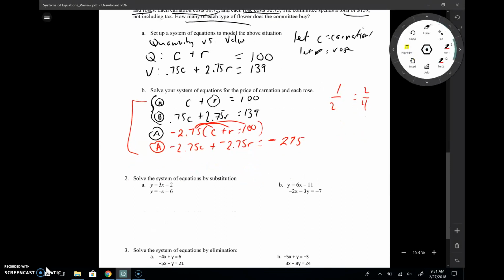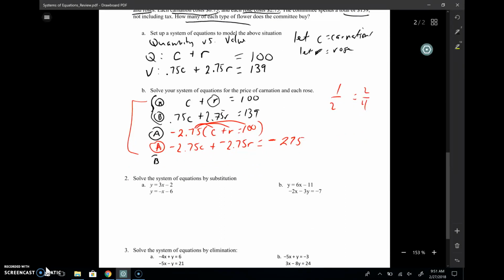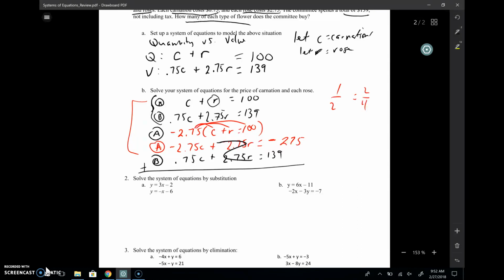Now let's write equation B right underneath of it, the original equation B: 0.75C plus positive 2.75R is equal to 139. And there's my zero pair that I wanted. I wanted to zero those out because I'm going to do something called system of elimination through addition. I'm going to add those two equations together.